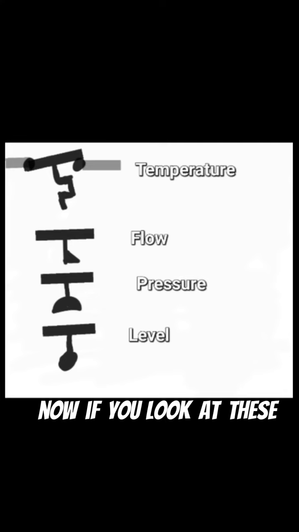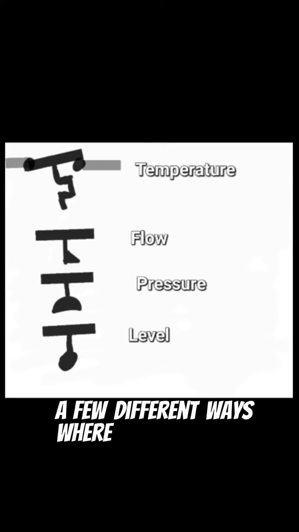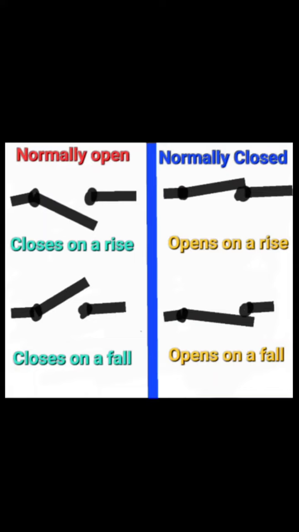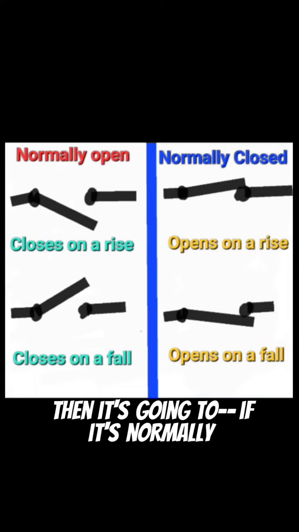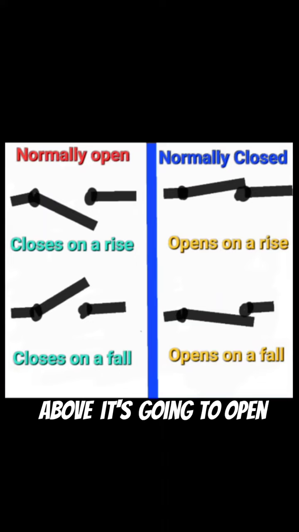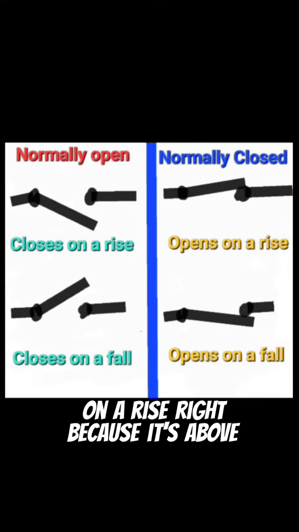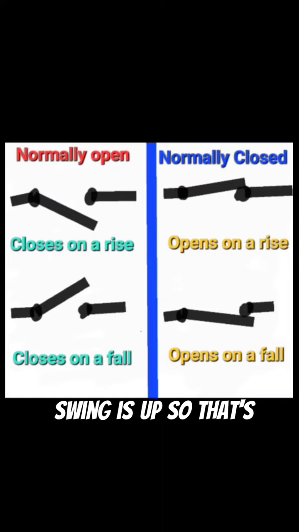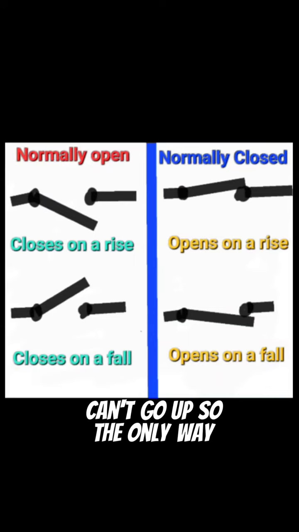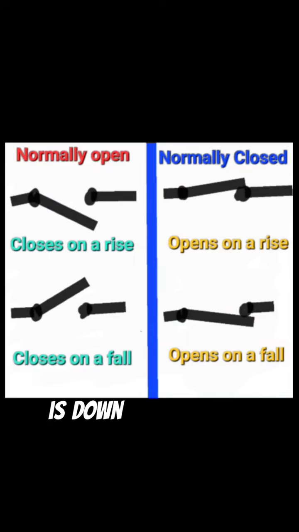Now, if you look at these, a switch can be drawn a few different ways. If that switch is drawn above the terminal and it's normally open, it's going to close on a rise, or it's going to close on a fall. On the normally closed ones, if it's drawn above, it's going to open on a rise, right? Because it's above, the only way it can swing is up, so that's open on a rise. And of course, on the bottom, it opens on a fall because it can't go up, so the only way it can open is down. That's the easiest way to remember it.